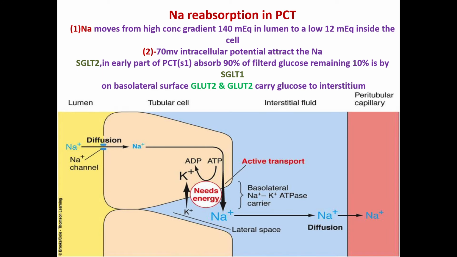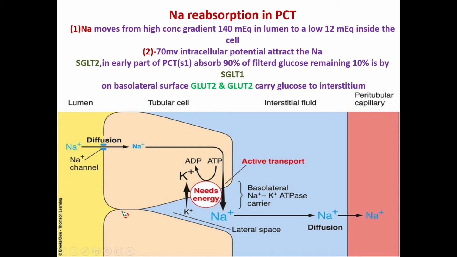Here is a diagram, you can well understand the things. Here is the lumen of the proximal convoluted tubule, in which these are the epithelial cells. And this epithelial cell, this is the apical surface, the apical or luminal surface, because it is facing towards the lumen. This is known as the luminal surface.